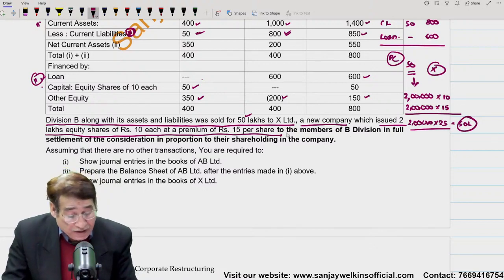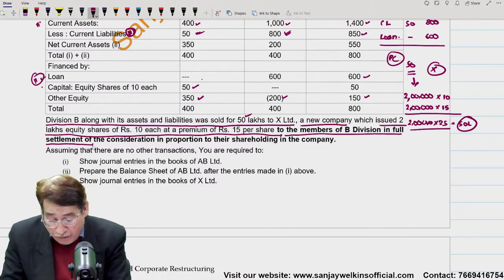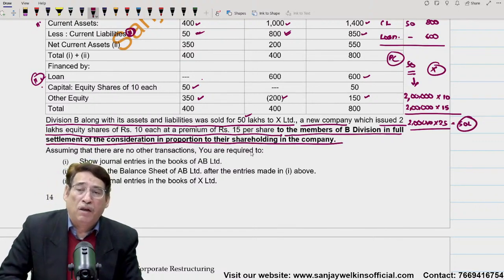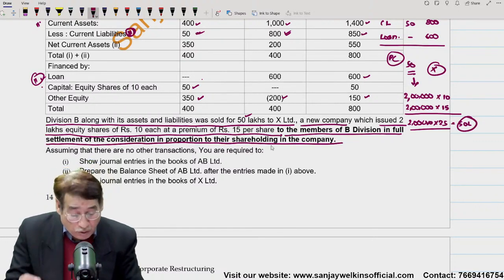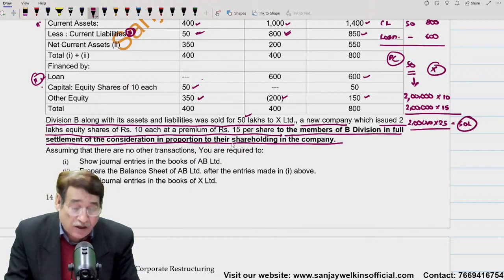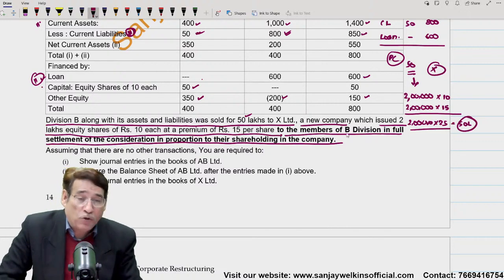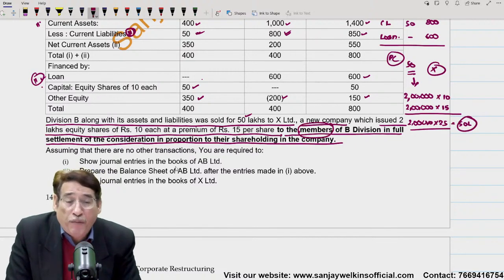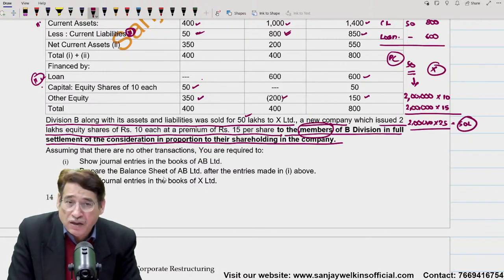Right. Further, it is given that the new company will deliver the consideration to the members of B division in full settlement of the consideration in proportion to their shareholding in the company. The new company is going to settle the consideration. To whom is the new company giving the consideration? Kindly let me know. The new company is going to give the consideration to the members of the demerged entity. Members, is it clear to you?